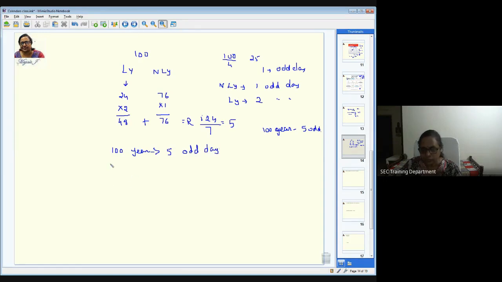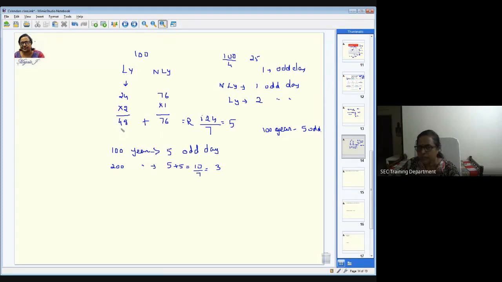Similarly, when you go for 200 years, for every 100, it's going to be 5. So it's going to be 5 plus 5, 10 odd days. And 10 again is more than 7, because we need only in terms of weeks. So again divide by 7 and it's going to be 3. And here also, I don't have to do such a big calculation of adding. Instead of that, I can remove it here itself.